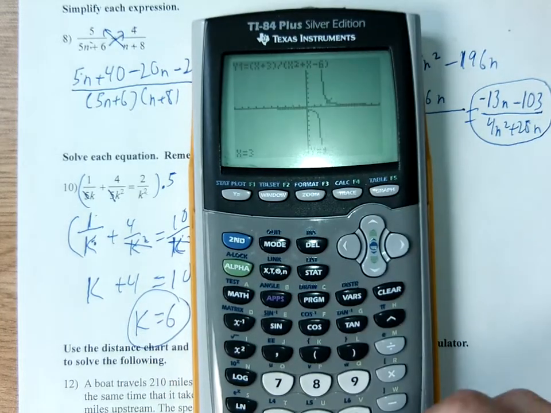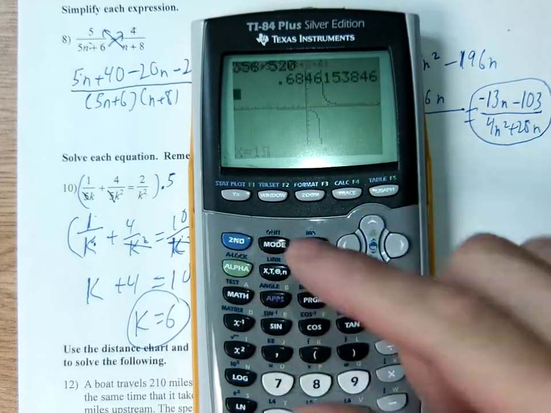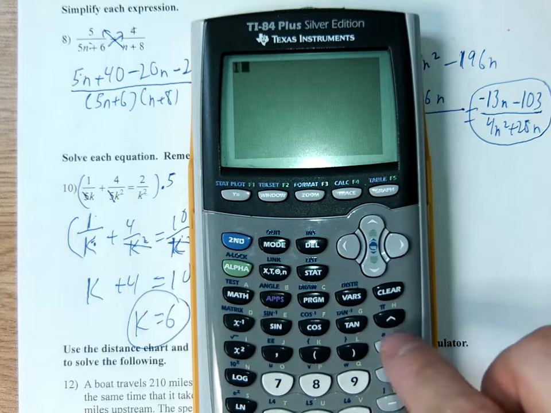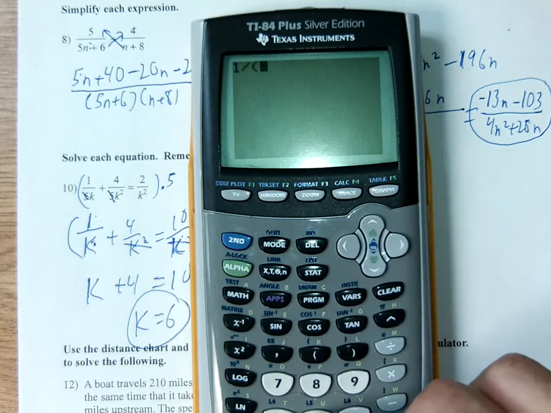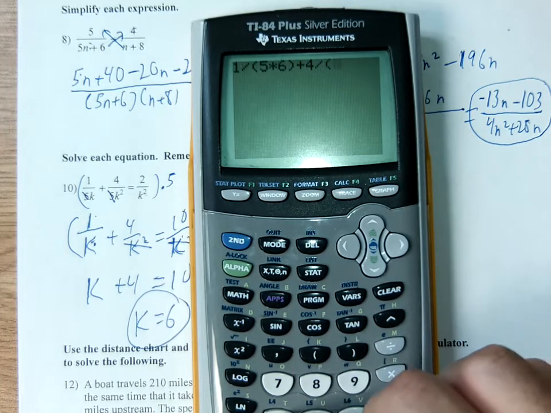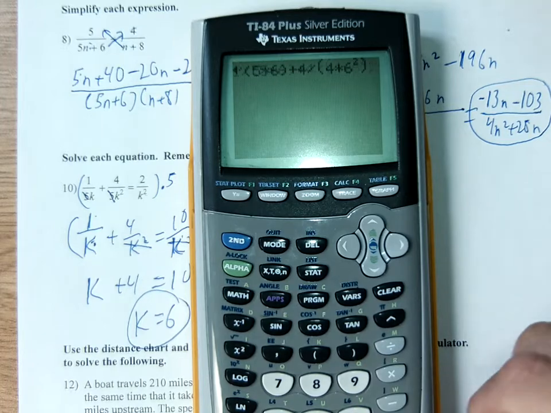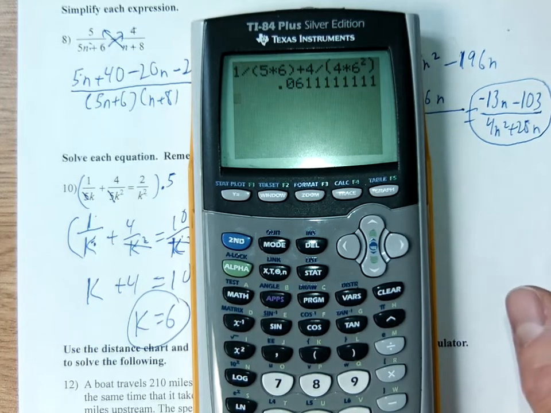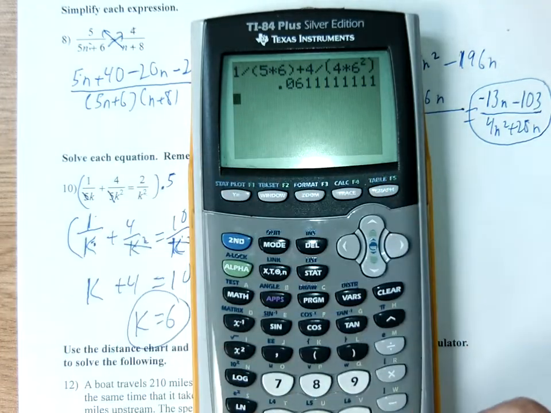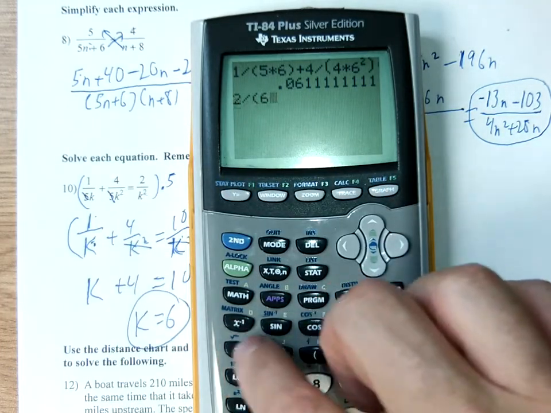So because I'm going to use a calculator, you might want to do the work in the calculator here to check your answer. 1 divided by 5 times 6 plus 4 divided by 4 times 6 squared. That is 0.061. I can make that a fraction if I'd like. I just have to check to see if it's the same as 2 divided by 6 squared.